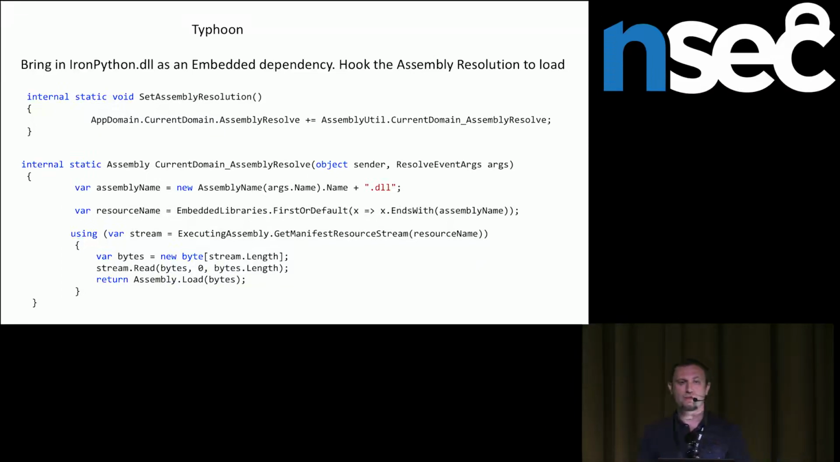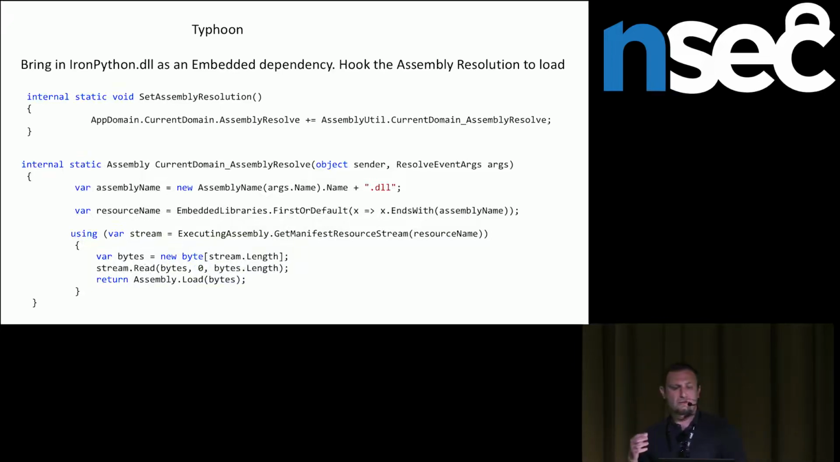So we basically hook assembly resolution. When we say, okay, load me up a Python runtime, that hook resolves it to the embedded assembly inside of the Typhoon, right? It just says, okay, let's load it from the resource. So that's really good. You don't need to go out and grab it from anywhere. It comes with the tool itself.